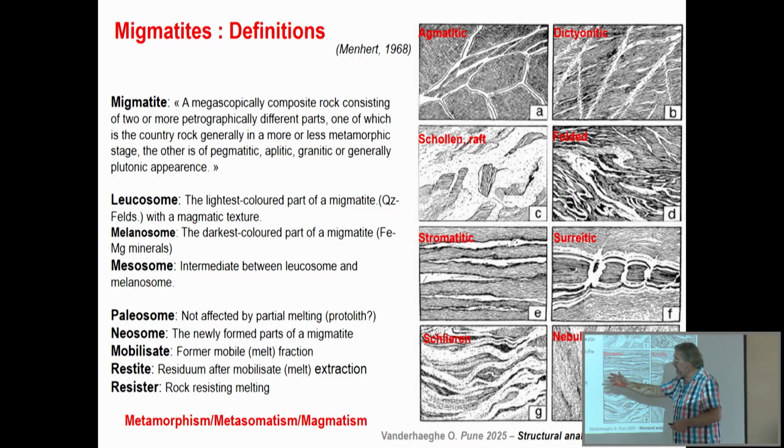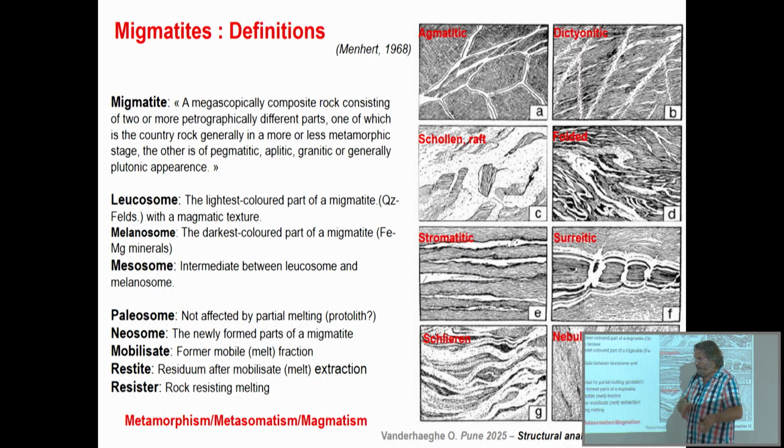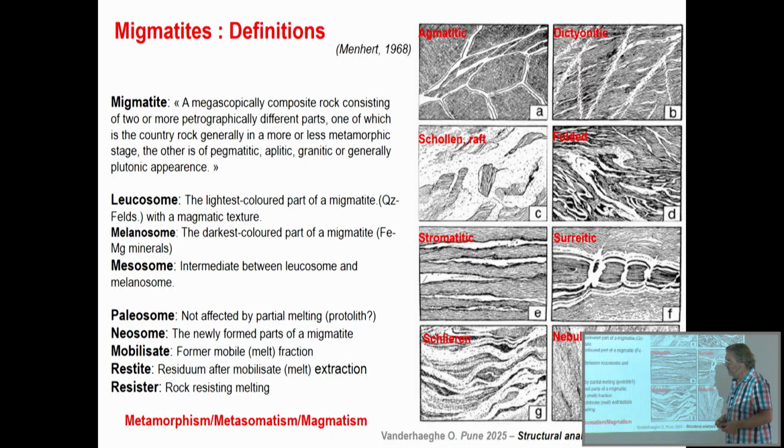But the idea is that from that analysis, maybe we can assess whether we can propose a composition of a protolith, a rock that was before melting, and then identify which part was crystallized from the melt, and what was not, what was resisting melting. Maybe some rocks did not have the right composition to melt, so that's resistor. And restite is the residuum after melt-solid extraction.